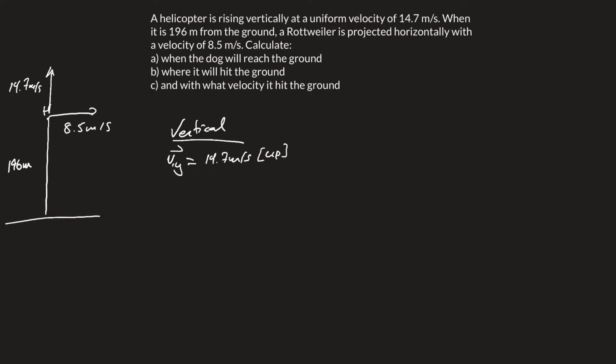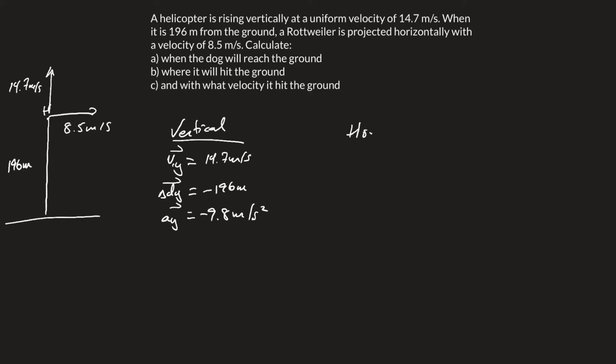Our displacement, so the net distance that the dog is going to end up traveling, since it's going down, right? We're going to say negative 196 meters, and so that's in the down direction, which is why that's negative. And then our acceleration due to gravity is always constant, negative 9.8 meters per second squared. Again, negative because it's going down.